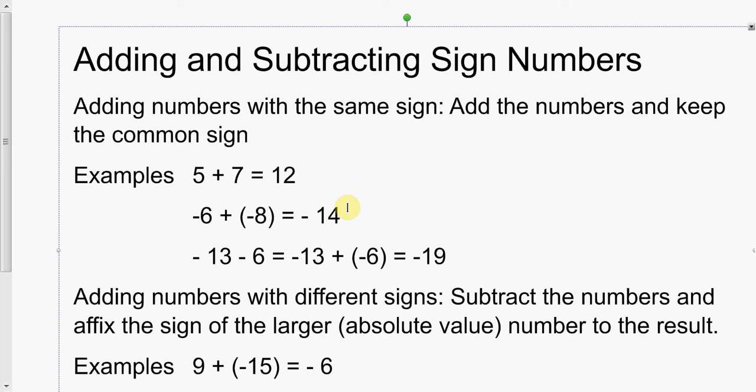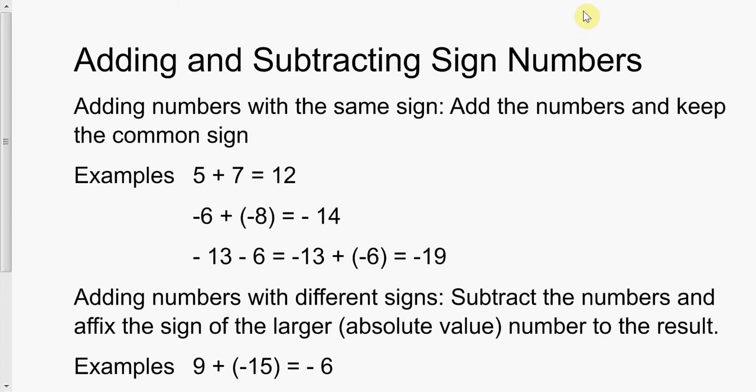I want to talk about adding and subtracting signed numbers. This is important for variables as well. What happens is you have these numbers or coefficients that are associated with the variable expression. But how do you deal with those numbers? How do you add them? How do you subtract them? So I want to take some time to talk about adding and subtracting signed numbers.